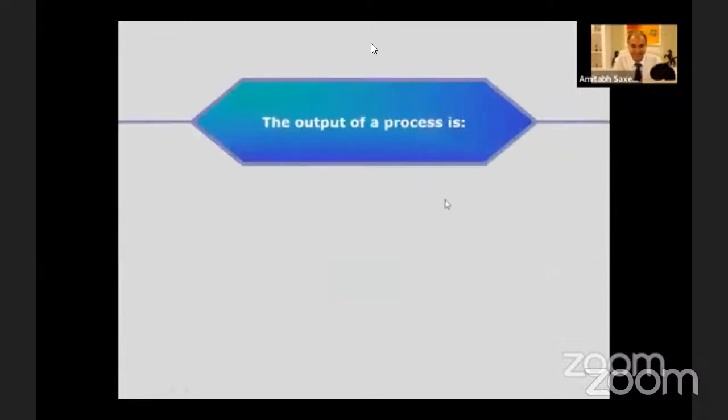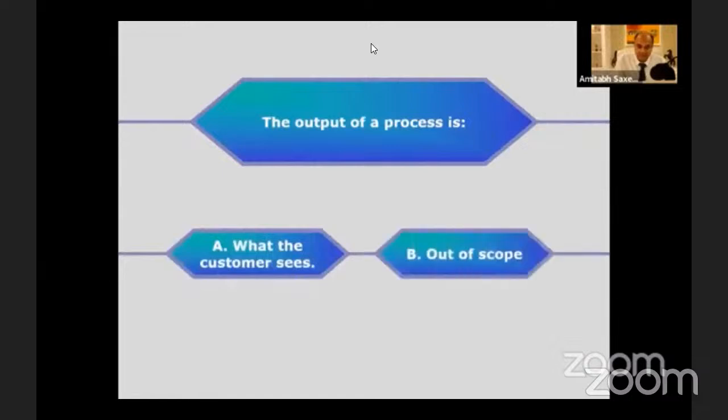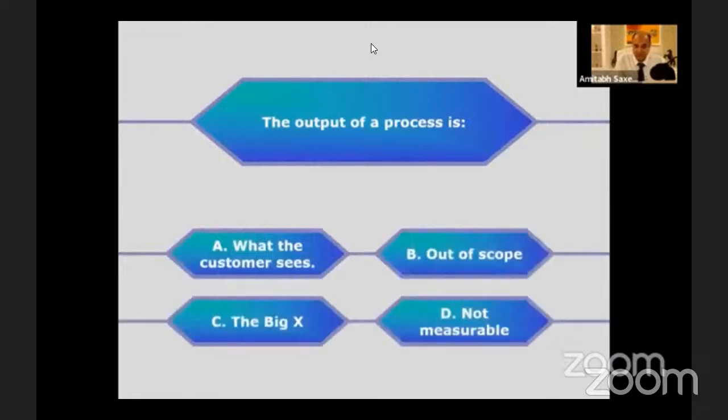Okay. Next question. Output of a process is what the customer sees. Out of scope, the big X, not measurable. What is the other name by which output is known, and what is this output? Yeah, just to have some fun. Yeah, so most of you have given the right answer.